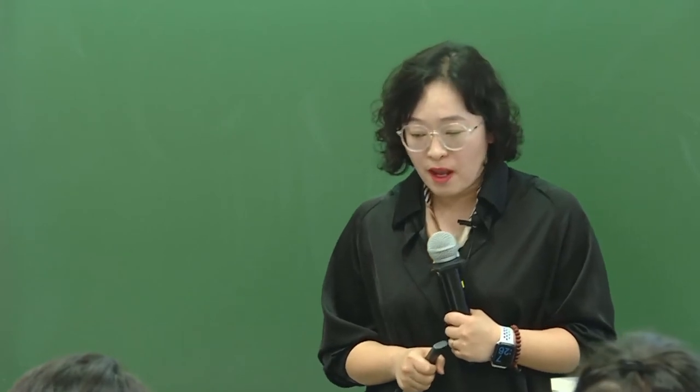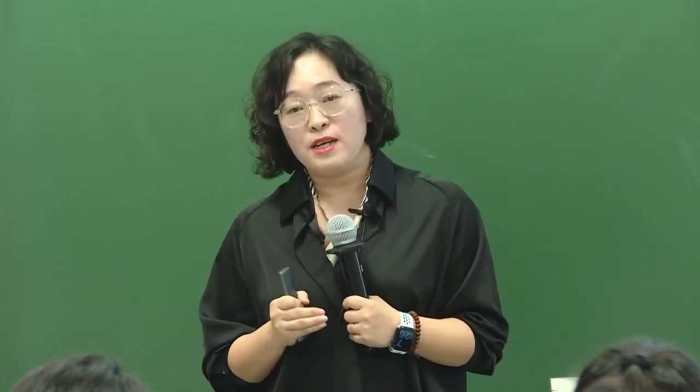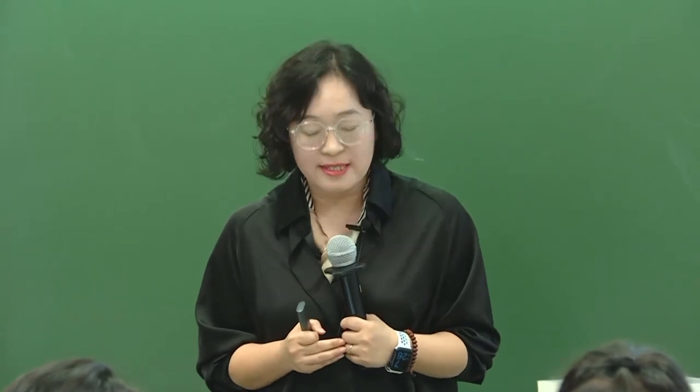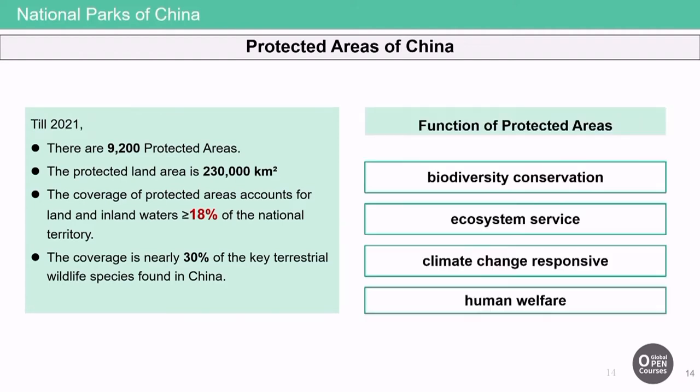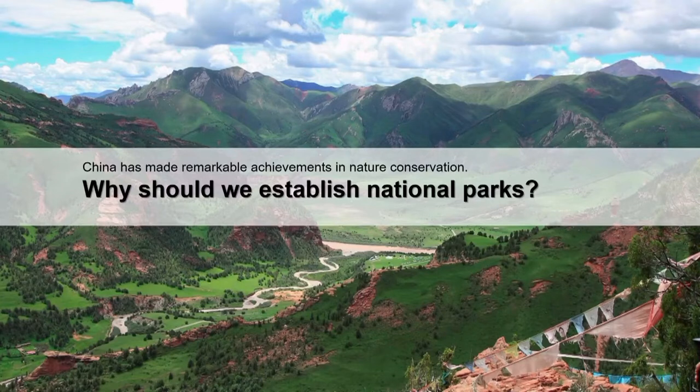Up to now, there are 9,200 protected areas in China, accounting for about 18% of the country's land area. Like protected areas in other countries around the world, they play an important role, protecting biodiversity, providing ecosystem services, coping with climate change, and increasing people's welfare. So, China has made remarkable achievements in nature conservation.